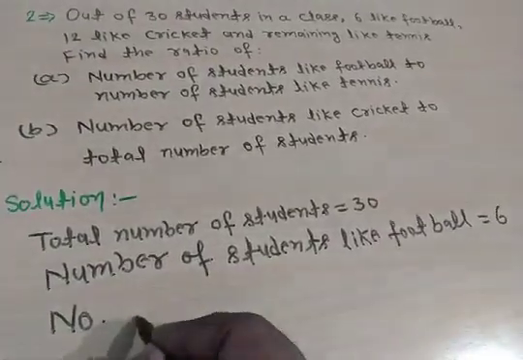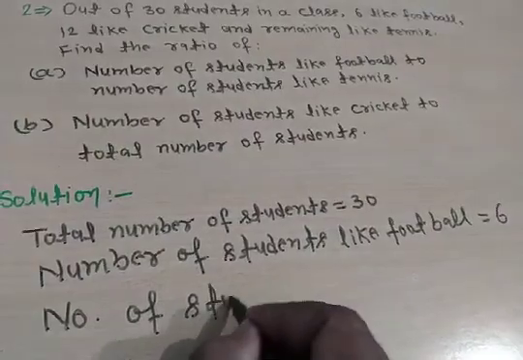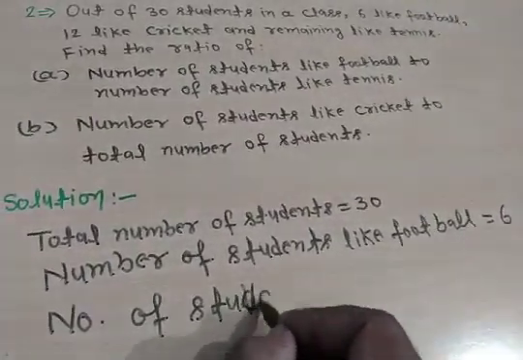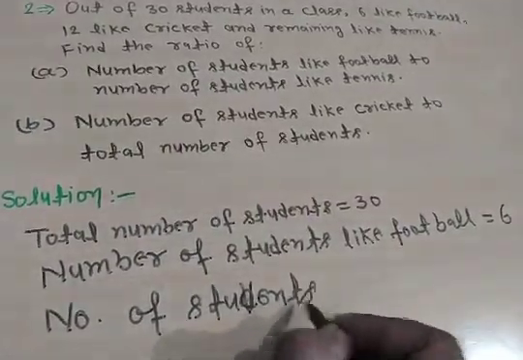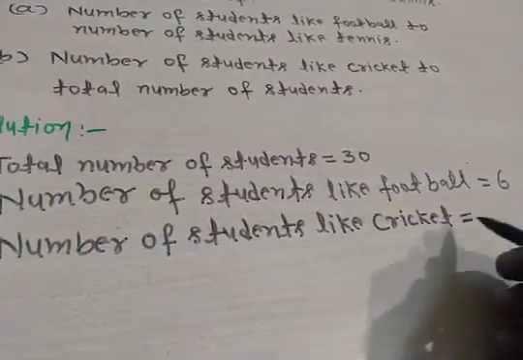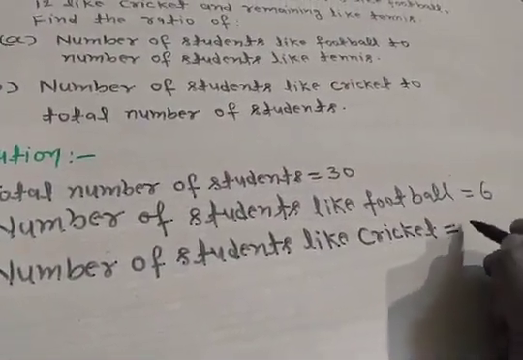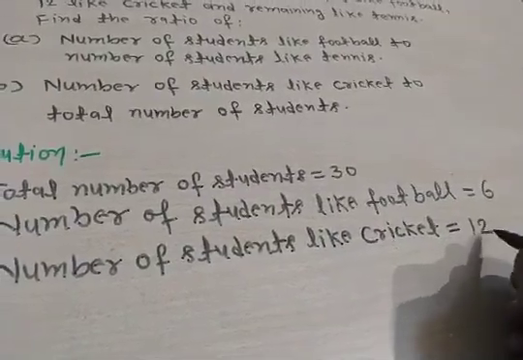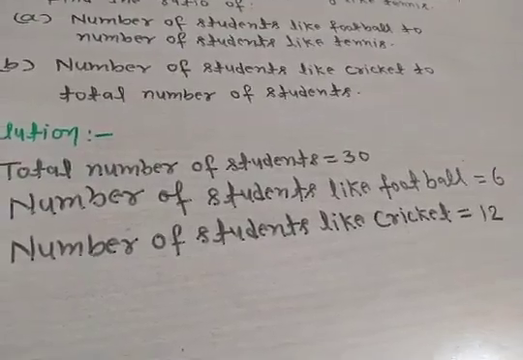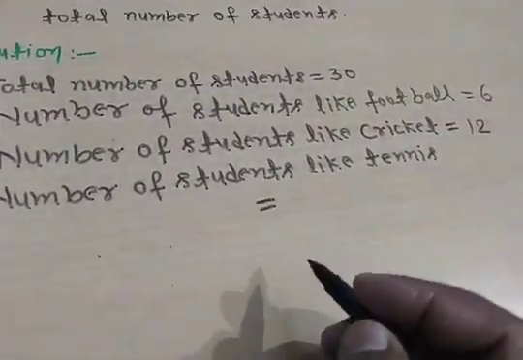And the number of students who like cricket is equal to how many? Given, 12 students. Now you find the number of students who like tennis.